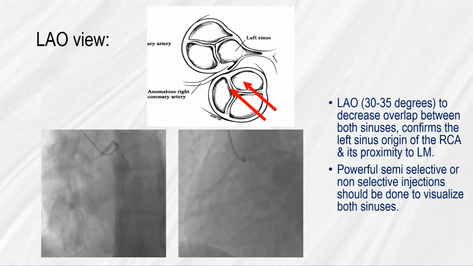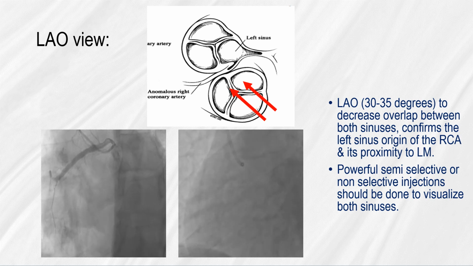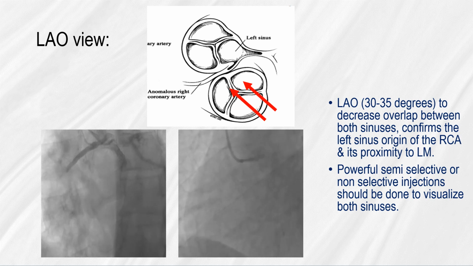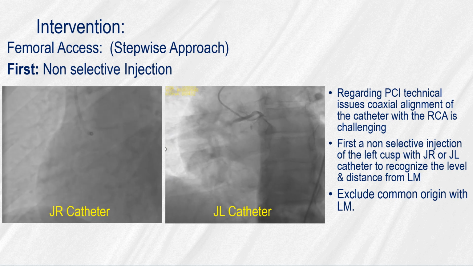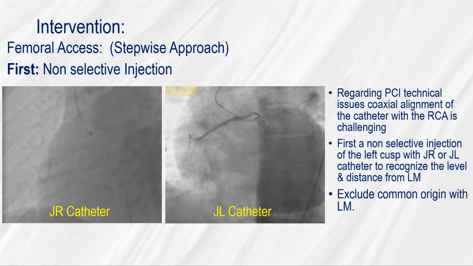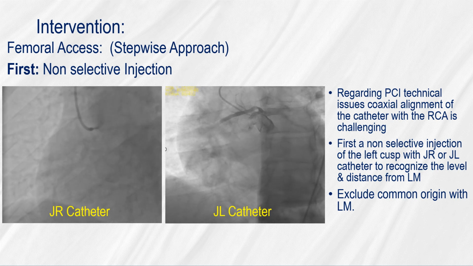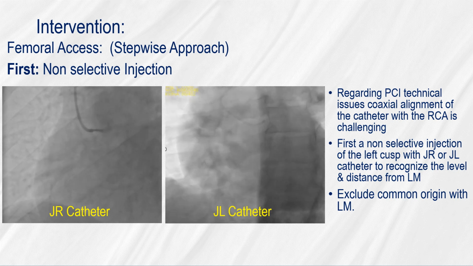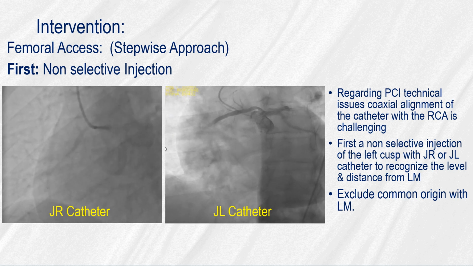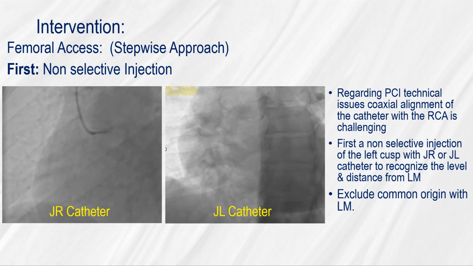First, start with a powerful semi or non-selective injection to visualize both sinuses. If intervention is through a femoral access, this is a stepwise approach. First, as we said before, in non-selective injection, confirm the level and distance from the left main and exclude a common origin with the left main.